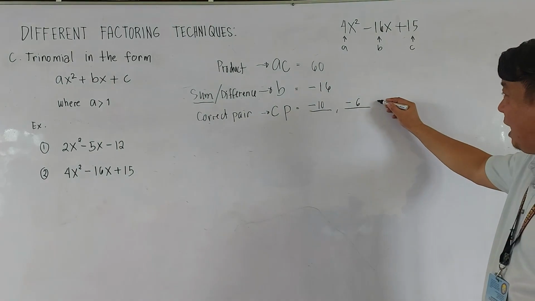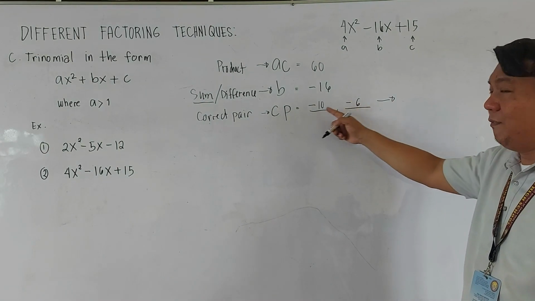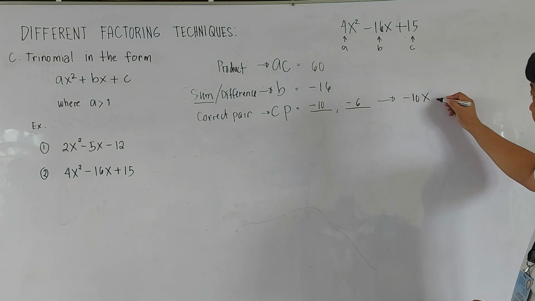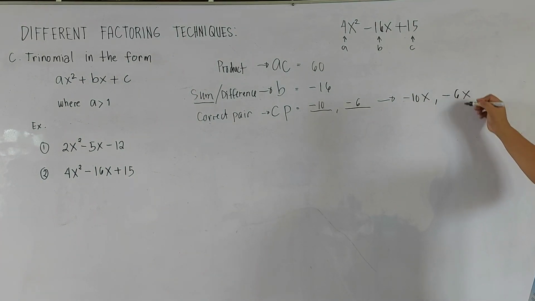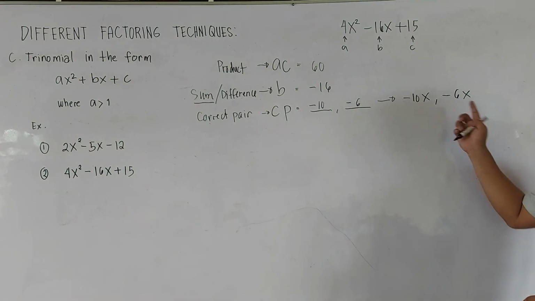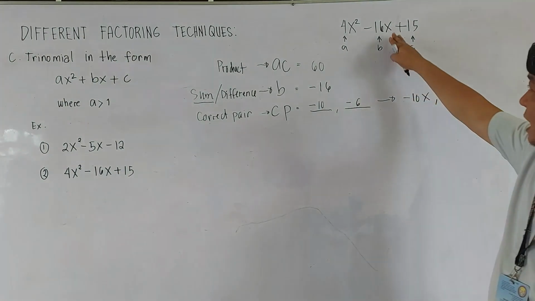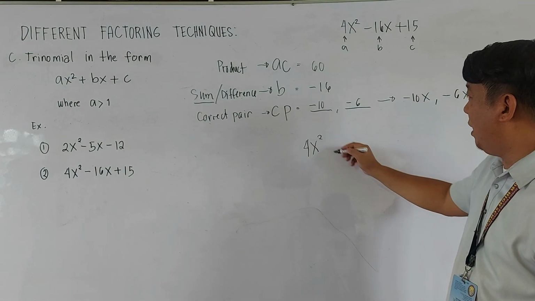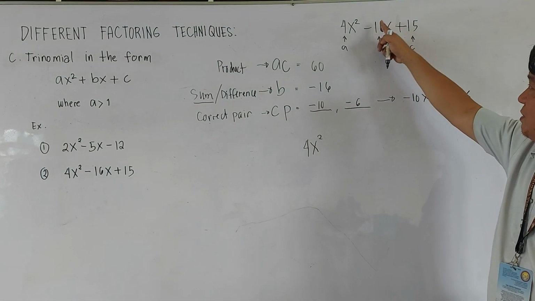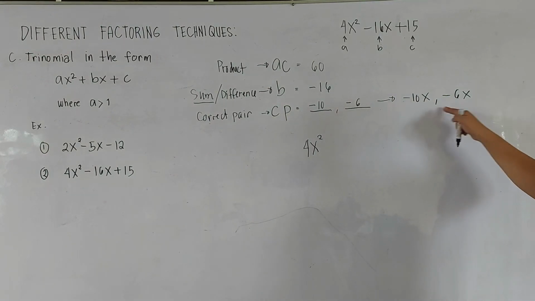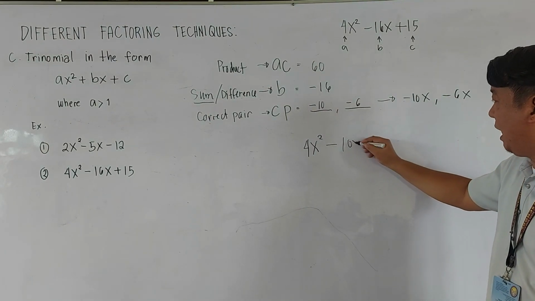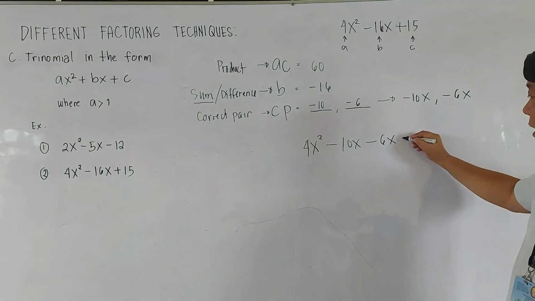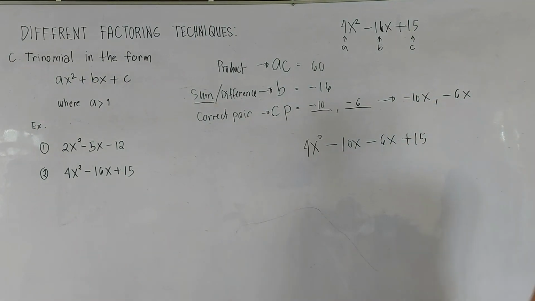Okay, so now lalagyan na natin sila ng x variable, yung dalawang numbers na yun. So negative 10x and negative 6x. Now we have two numbers na ipapalitan natin siya sa middle term. So ito na siya, 4x squared. Instead of negative 16x, ito na ipapalit natin. So, meron tayong negative 10x and negative 6x. Then, the last term, copy, positive 15.